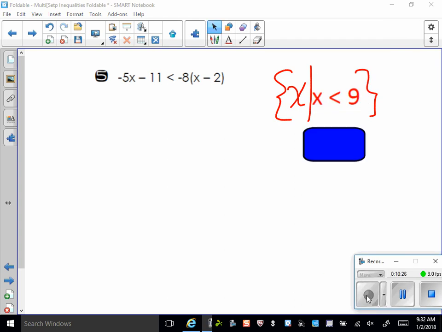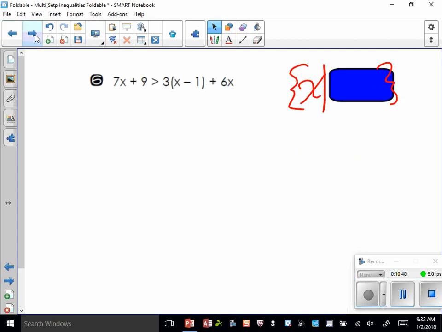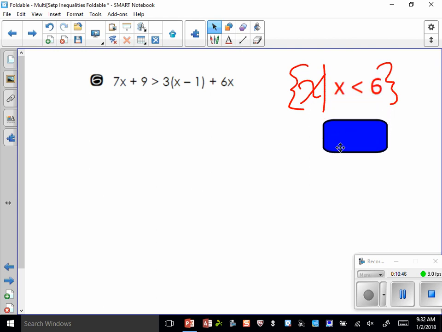So for number 5, you should have x such that x is less than 9. So that means you should have an open circle on 9 shaded to the left. All right, who can give me the answer to number 6? x such that x is greater than -3 over 4. That one should be x such that x is less than 6.